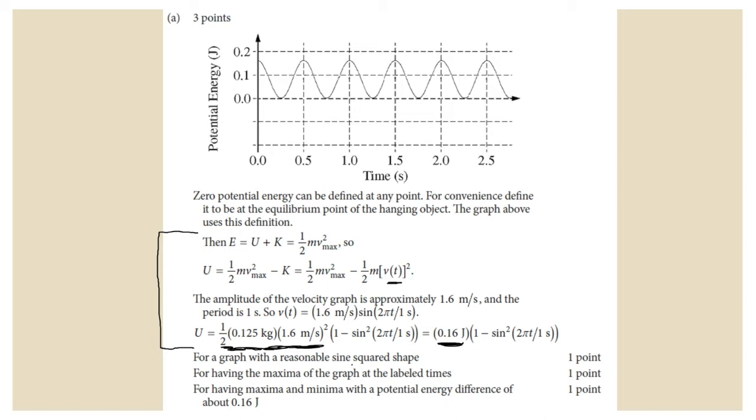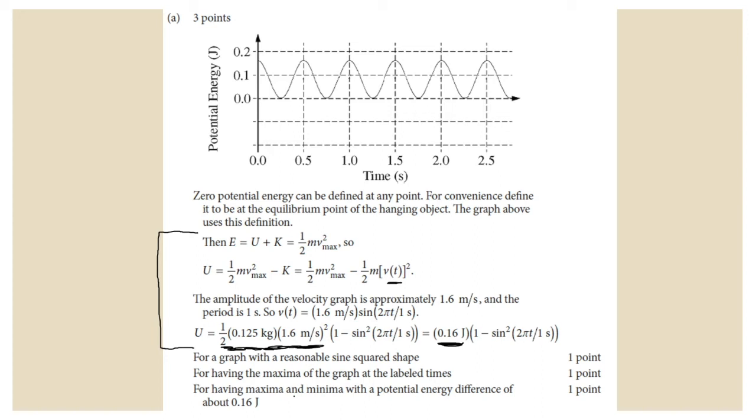Anyway, you get 1 point for a graph with a reasonable sine squared shape. Notice this is a sine squared graph because it doesn't have any of these negative values. 1 point for having the maxima of the graph at the labeled times. And then for having maxima and minima, there's no point in drawing the minimum energy as anything other than 0, but they allowed for that.